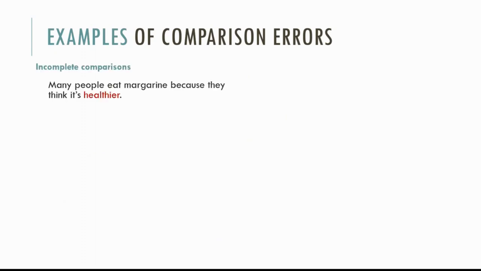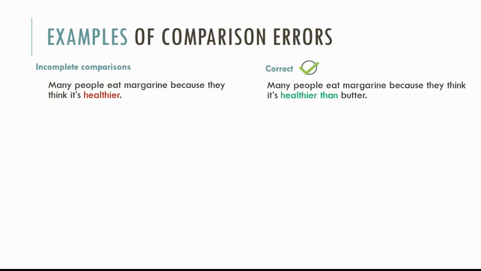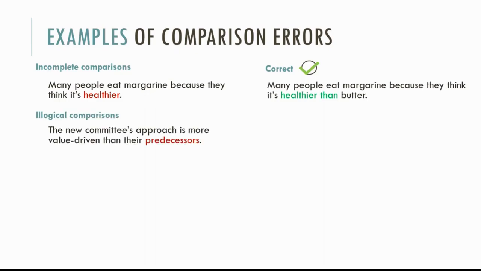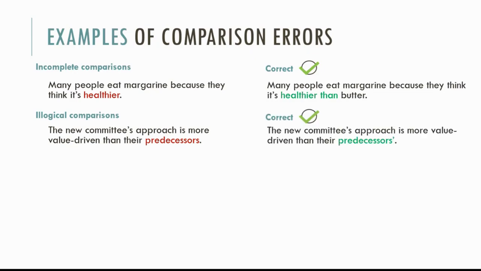Now, if you complete your comparison, it could look like this. Many people eat margarine because they think it's healthier. Healthier than what? Many people eat margarine because they think it's healthier than butter. An illogical comparison could sound like: the new committee's approach is more value-driven than their predecessors. This is similar to one we saw earlier. The new committee's approach is more value-driven than their predecessors, as in their predecessor's approach. We need committee's approach and predecessor's approach to be equal there, in parallel.